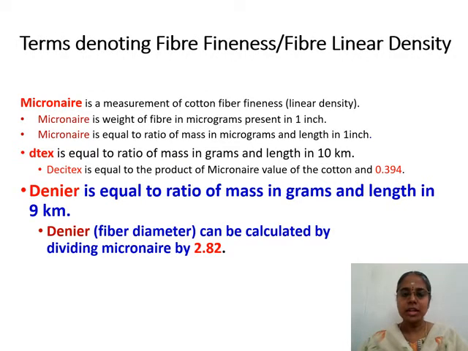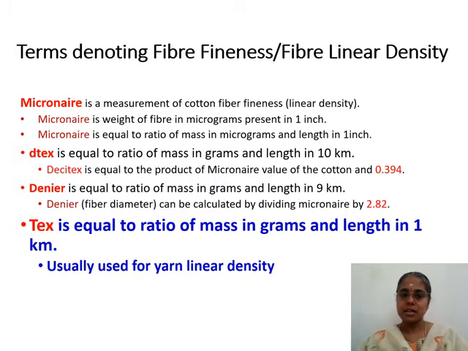Next terminology and important terminology commonly used in synthetic fiber fineness is denier. Denier is the ratio of mass in grams and length in 9 kilometers. Denier is commonly used, as synthetic fibers are sold in the measurement of denier. So the length and denier are the two things that they will specify for a given fiber length. And denier also can be converted into micronair value by multiplying it by 2.82.